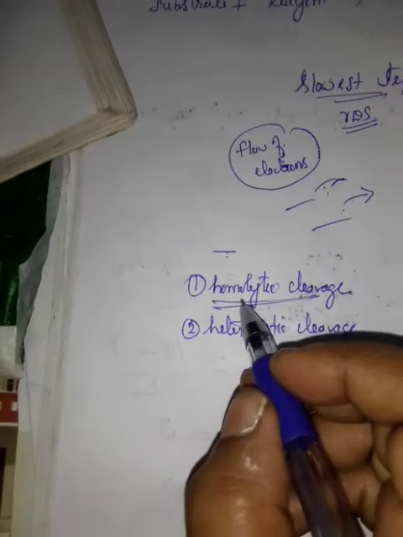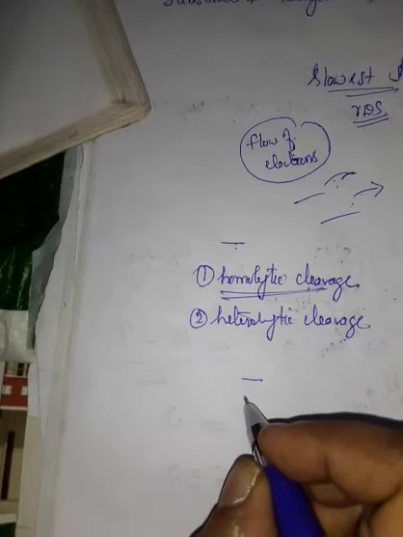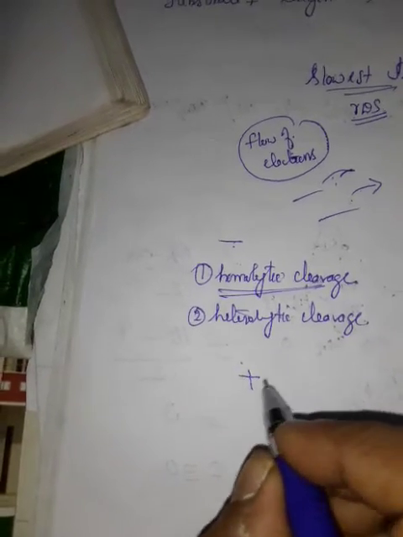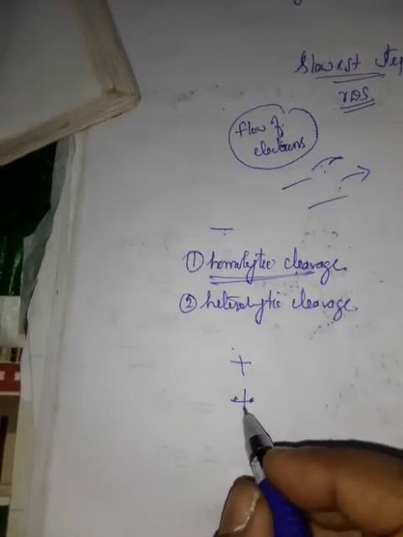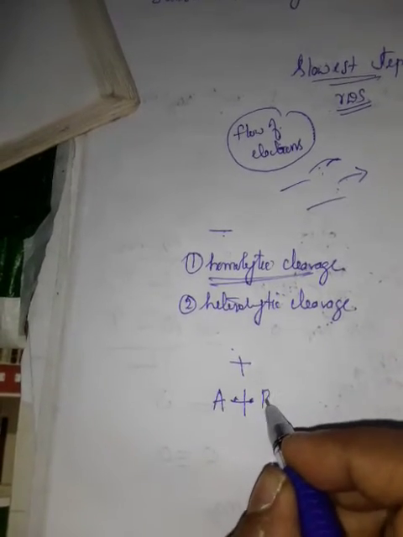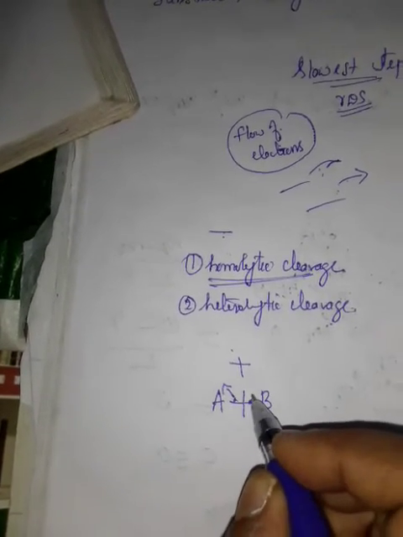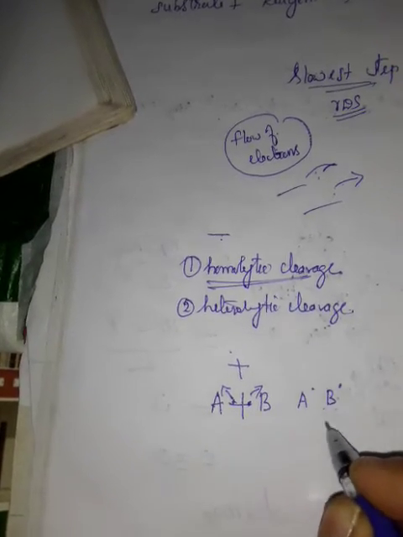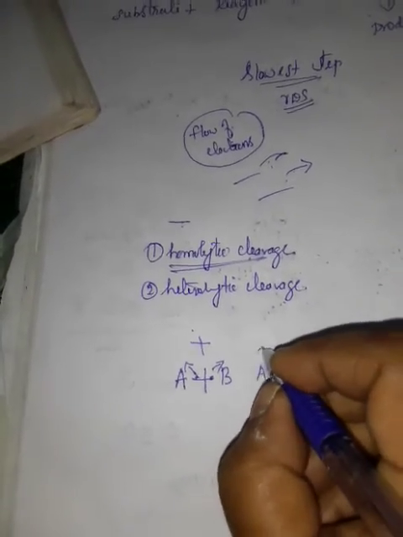Homolytic cleavage. Homo means same. Here, the covalent bond breaks equally. Usually a bond consists of two electrons. If this bond breaks, the two electrons move. Suppose an A atom and a B atom are present: this electron moves here, this electron moves here, forming A dot, B dot. These are free radicals, shown by a fish hook arrow.